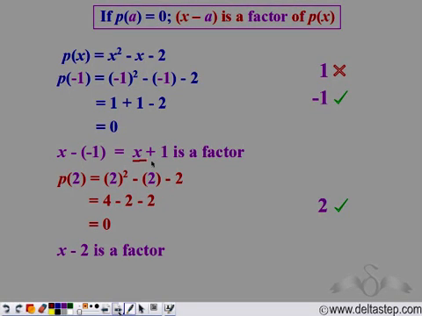So this and this are the two desired factors of this polynomial. So we can write x square minus x minus 2 is equal to (x plus 1) into (x minus 2). These are the two factors of this polynomial which we have obtained using the factor theorem. So we can factorize an expression using the factor theorem.